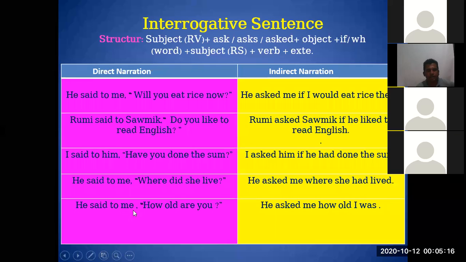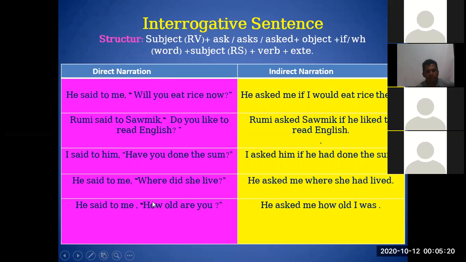And in the last sentence it is also changed same as the previous sentence, because it is also a WH question. Here said to is changed into asked.